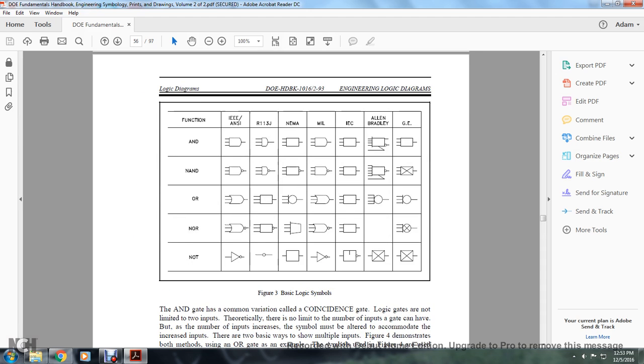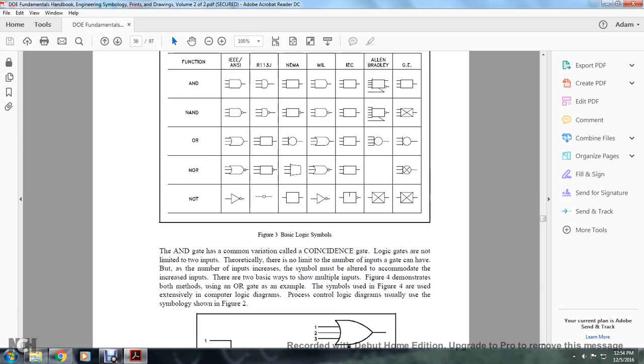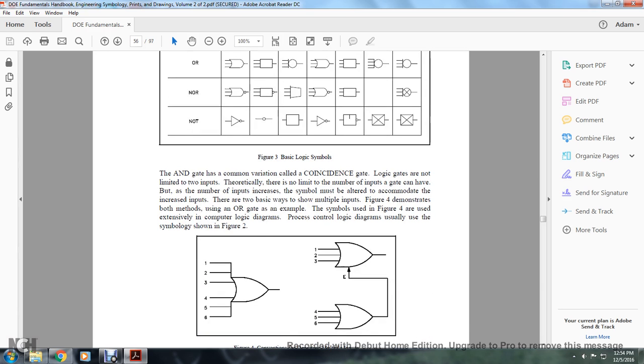All right, your AND and OR functions. You see these different shapes. The AND, OR, NAND and NOR gates with three inputs have all three parallel lines crossing except for the last one. The IEEE and ANSI tables are also shown. These symbols are basic logic symbols.